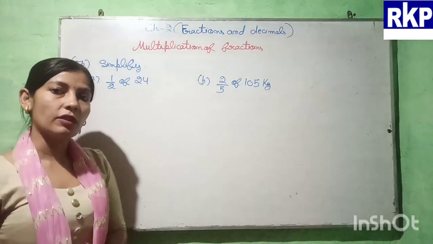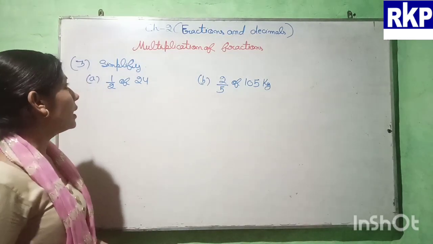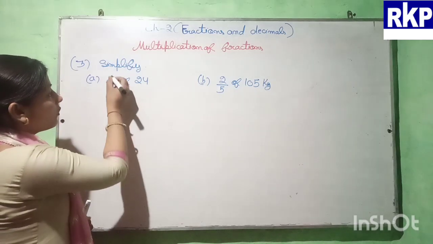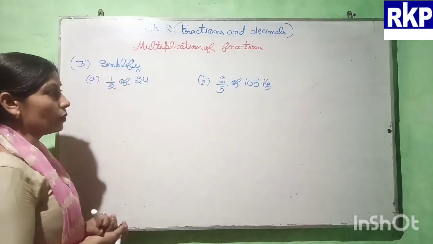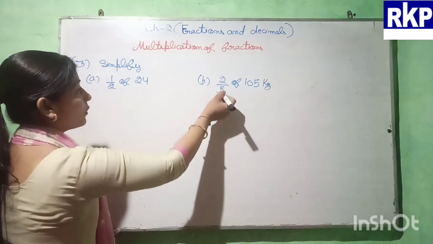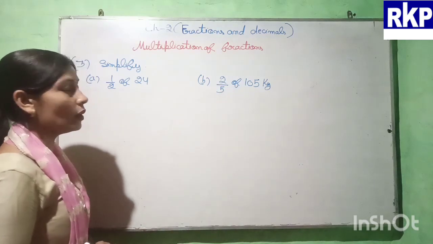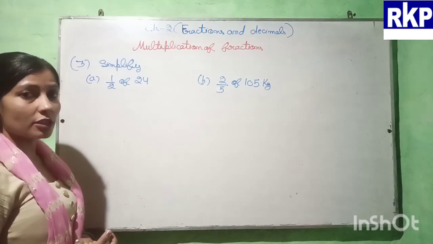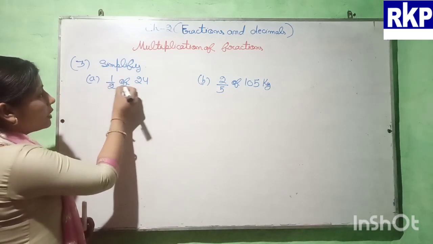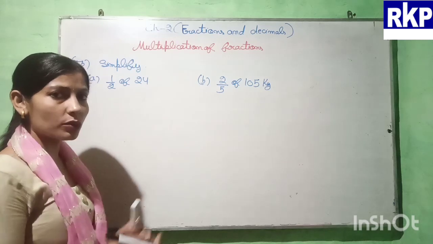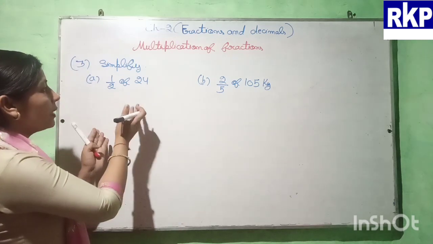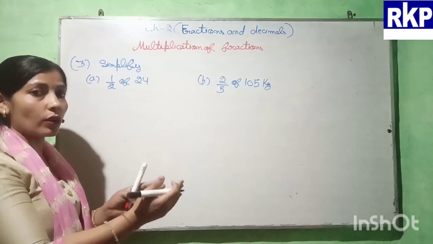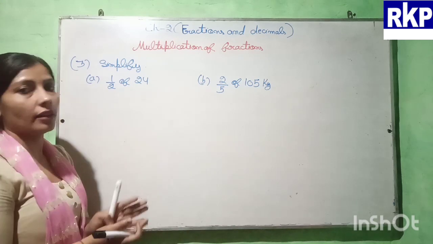Now let us take one more example. Here we have to simplify these. Okay. Here is given 1 by 2 of 24 and here 2 by 5 of 105 kilogram. So let us see how we can simplify these, beta. Here is given 1 by 2 of 24, which means we have to find the half part of 24. We have to find half of 24.